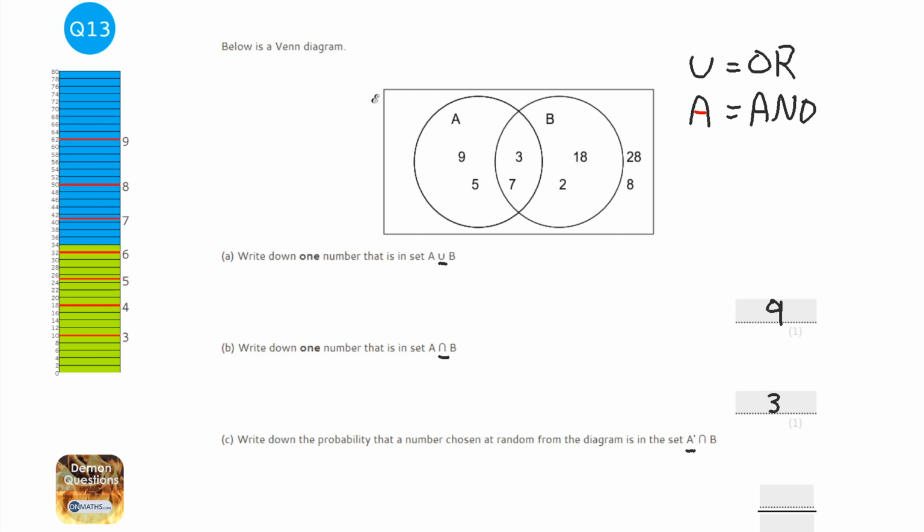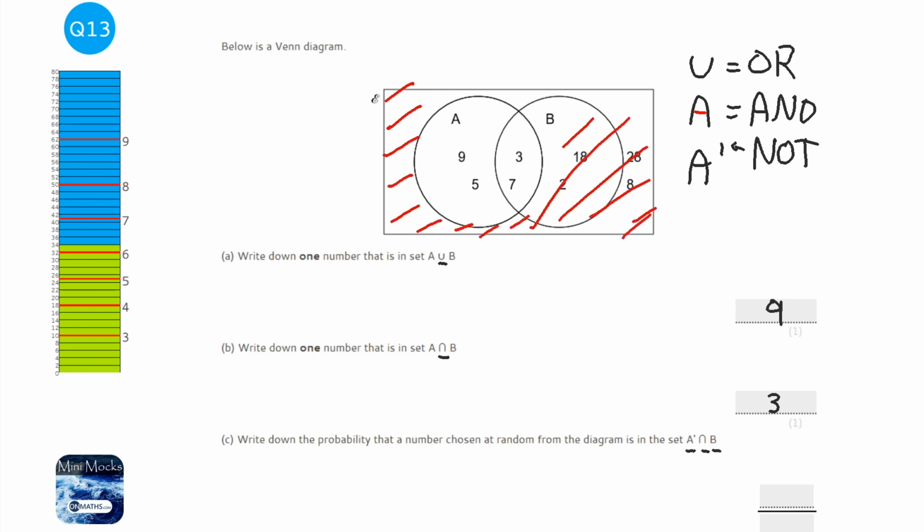Now this little symbol here is an A with a dash. That dash there means not. So we're looking for numbers that aren't in A and are in B. Well, let's have a look at where not A is. Well, it's anywhere around here. Anywhere around here is not in A.